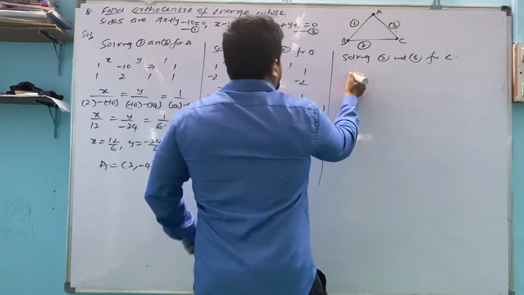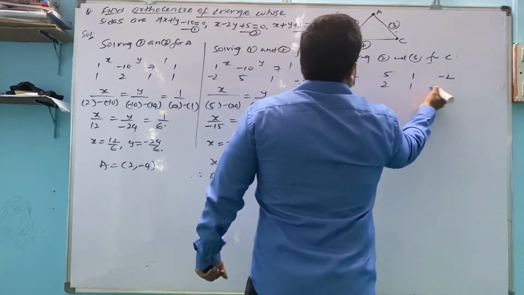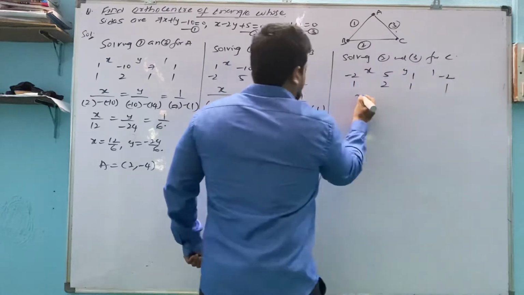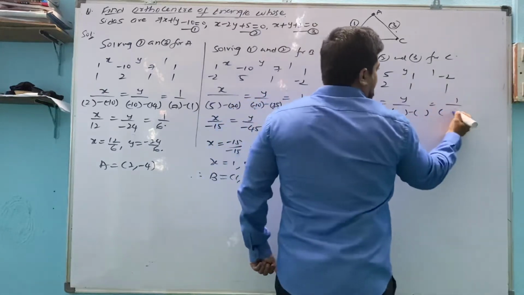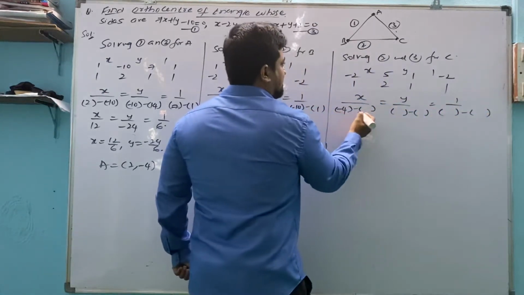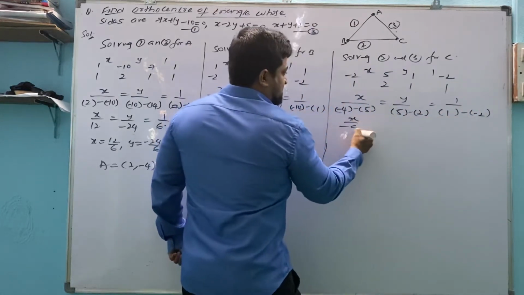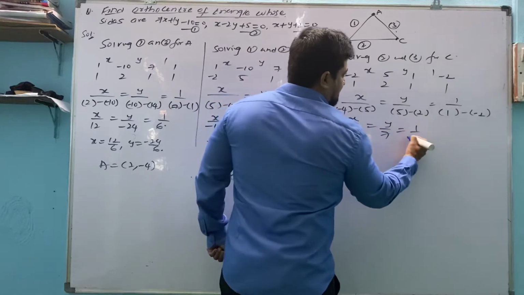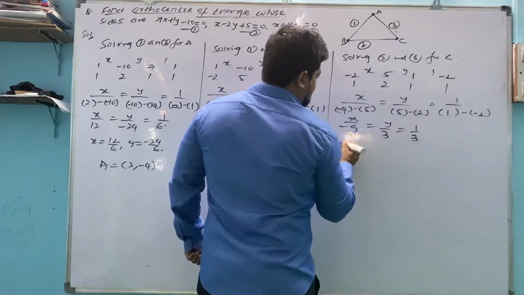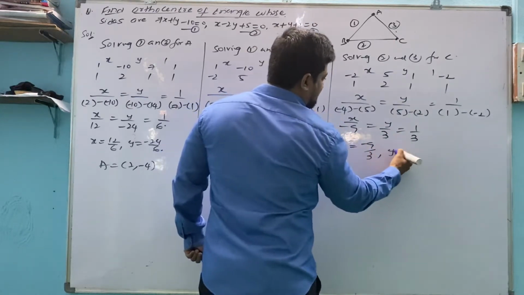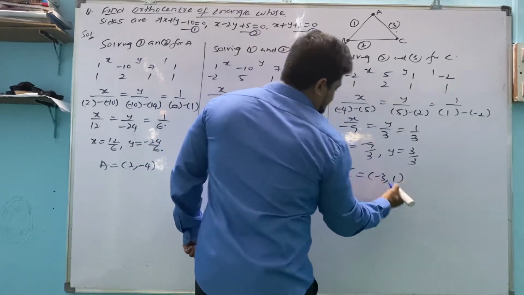Second and third. Second term, third term, first term, second term. X, y, 1. X divided by bracket minus bracket, y divided by bracket minus bracket, 1 divided by bracket minus bracket. AD, BC. X by minus 9, y by 7 and 1 by 3. So x is equals to minus 9 by 3, y is equals to 3 by 3. Therefore, vertex C is minus 3 comma 1.